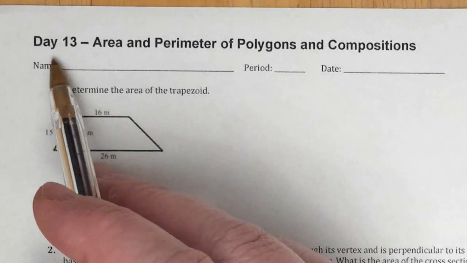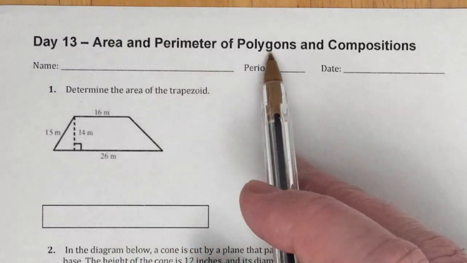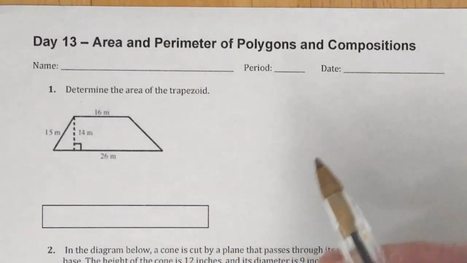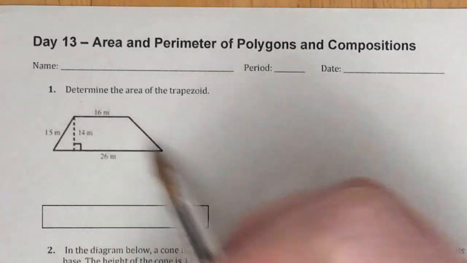We're doing day 13 of the EOC review. Today we're going to be talking about area and perimeter of polygons and also compositions. All right, so for number one, determine the area of a trapezoid.